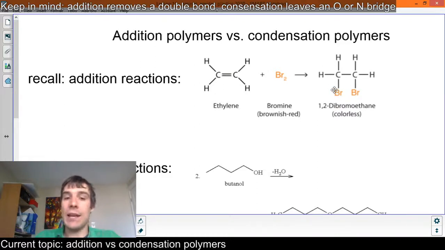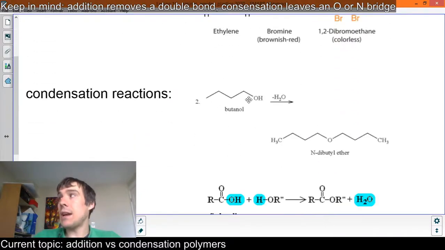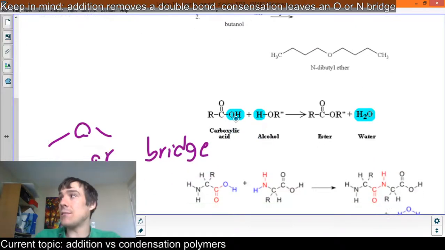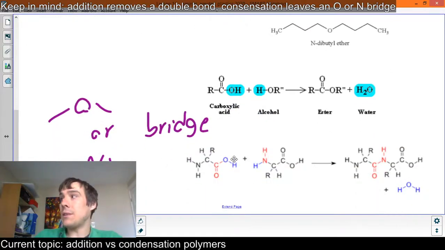That's an addition reaction. In a condensation reaction, you are removing water and you leave behind this bridge, an oxygen or a nitrogen bridge, right? These bridges. So here's an amide getting formed, and you leave a nitrogen bridge. Here's an ester being formed, you leave that oxygen bridge. There's the oxygen.